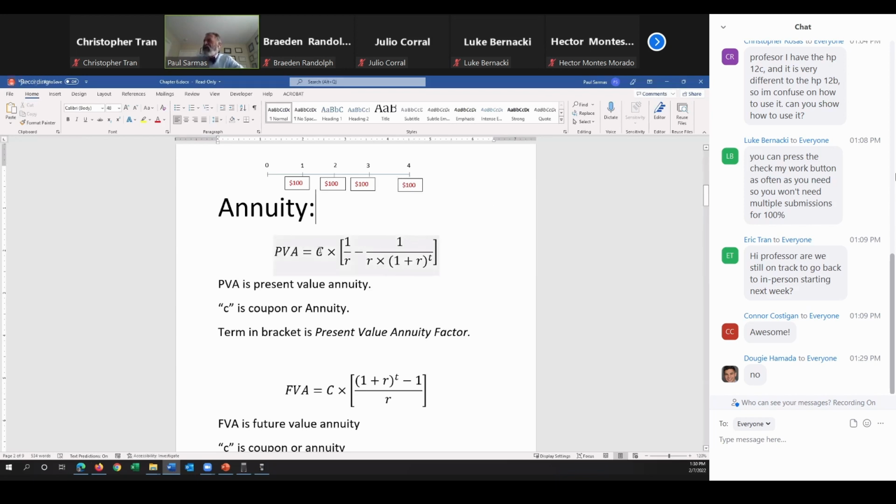C is the amount of annuity, a dollar amount. R is the interest rate. T is the period. The same thing for future value as it is for present value. One is if you save $100 a year for 10 years, how much money you will have after 10 years. The other one is how much money you should put in a savings account today in order to write $100 checks for the next 10 years. Right? That's present value.